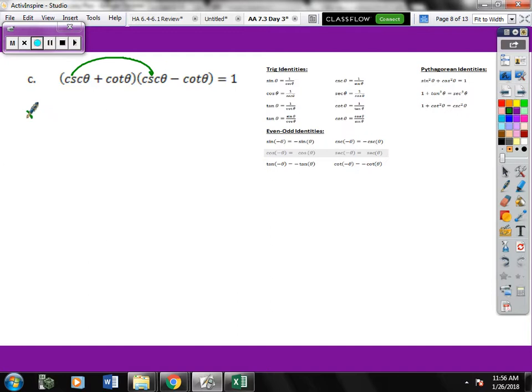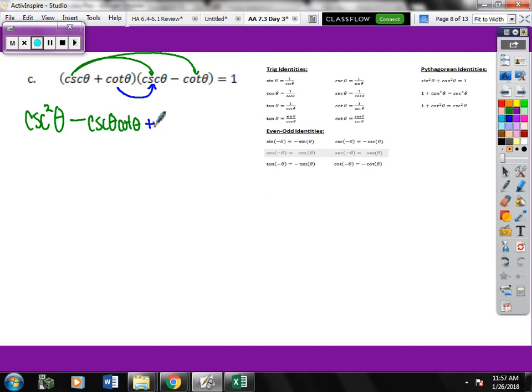Cosecant times cosecant is our cosecant squared. Cosecant times a negative cotangent would be a minus cosecant theta, cotangent theta. They're being multiplied, you just literally write them right next to one another. Multiply your inside terms. Those are going to get me a positive.